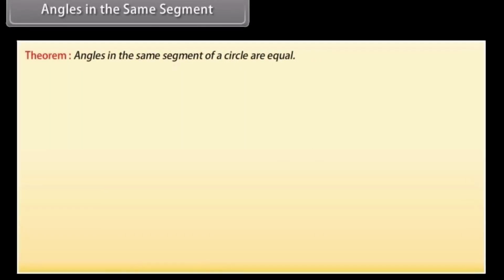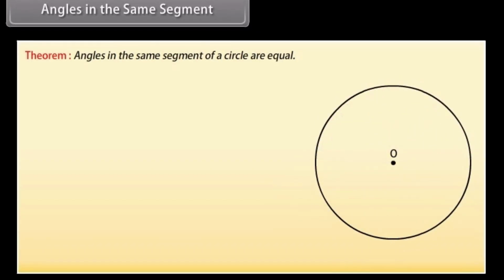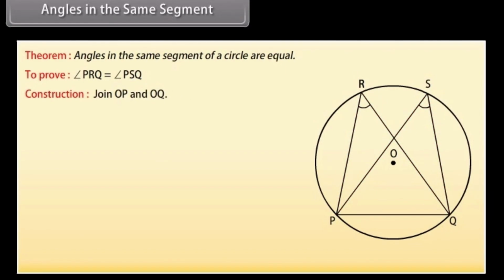Angles in the same segment. Theorem: angles in the same segment of a circle are equal. Given: a circle with center O and the angles PRQ and PSQ in the same segment formed by the chord PQ or arc POQ. To prove: angle PRQ is equal to angle PSQ. Construction: join OP and OQ.